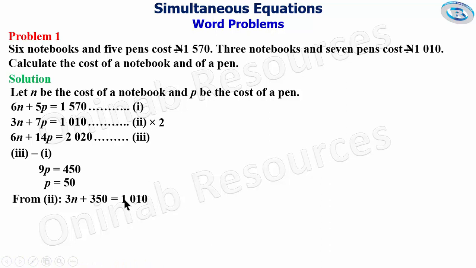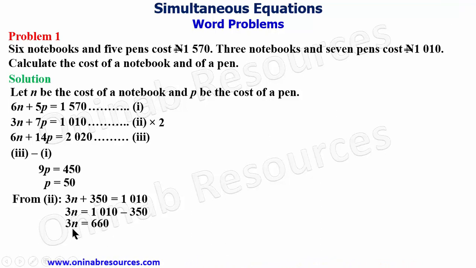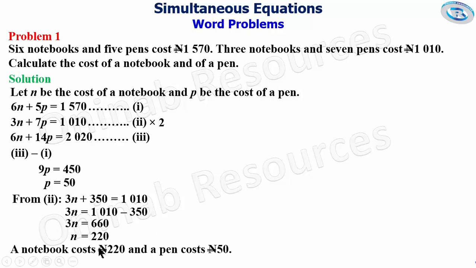We take this to the other side, that is 1010 minus 350. We now have 3N is equal to 1010 minus 350, which gives 3N equals 660. Dividing both sides by 3, we have N to be 220. We then conclude that a notebook costs 220 naira and a pen costs 50 naira. And that is the end of solution to problem 1.